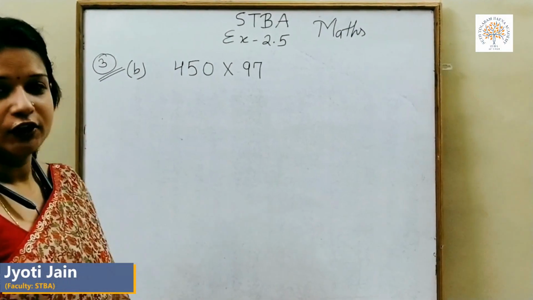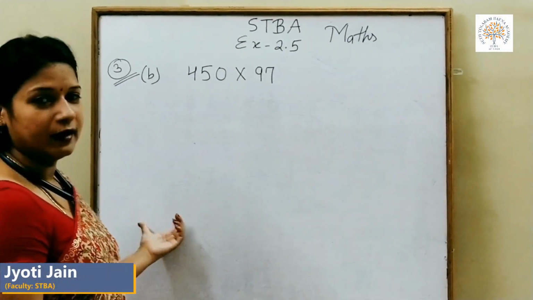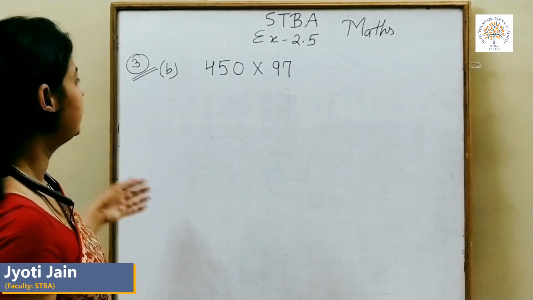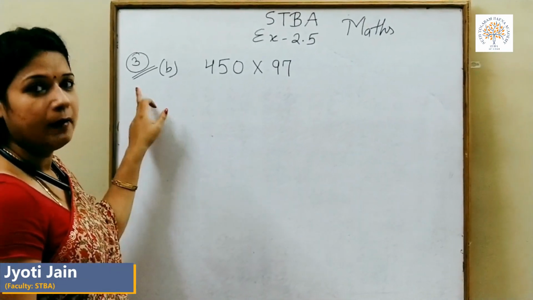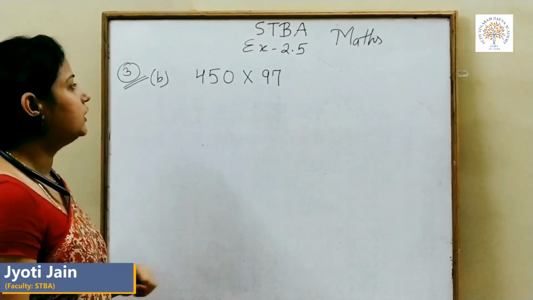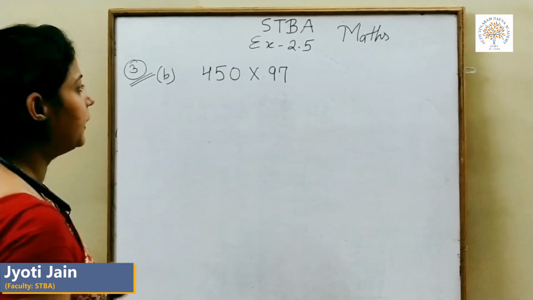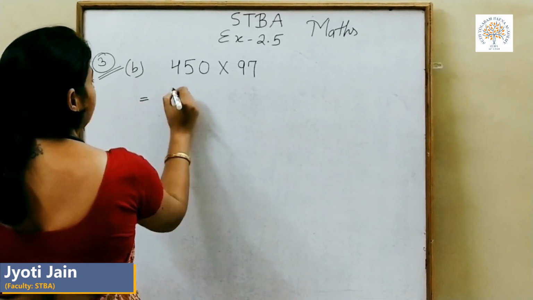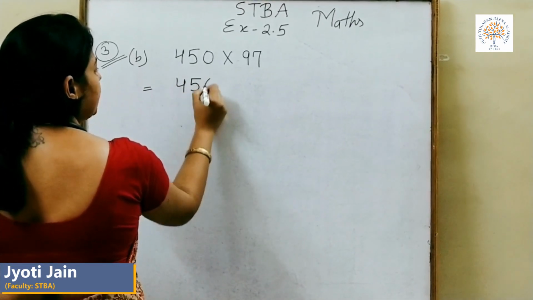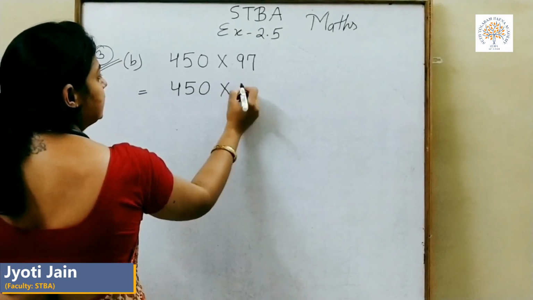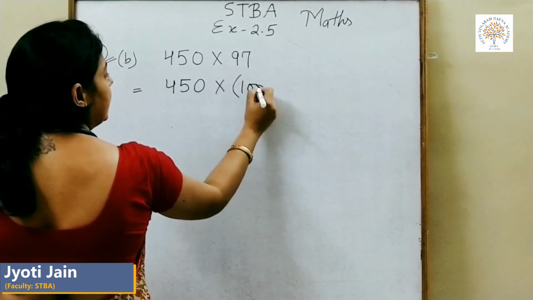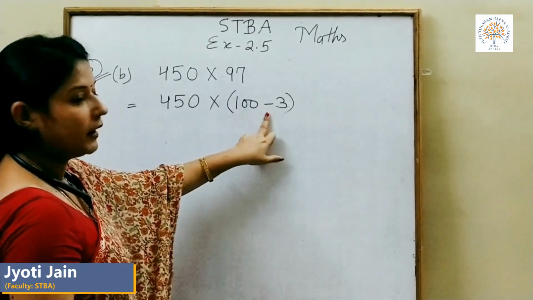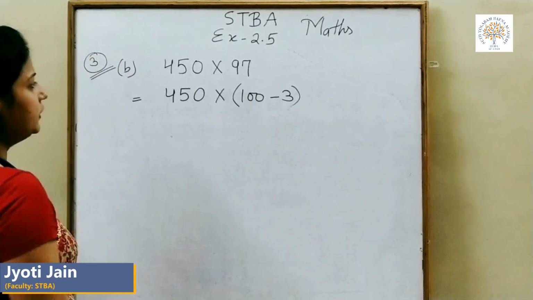And today we will continue exercise 2.5. Last time we studied the distributive law. This is another question, third question, B part. The question is 450 multiplied by 97. In this one also we will apply the distributive law. So 450 we will write as it is, and 97 can be written as 100 minus 3. Okay, 100 minus 3 is equal to 97.